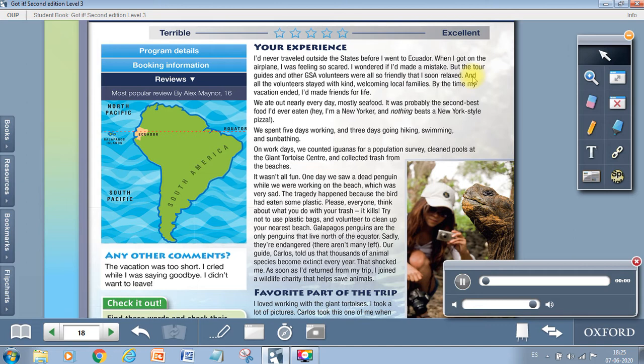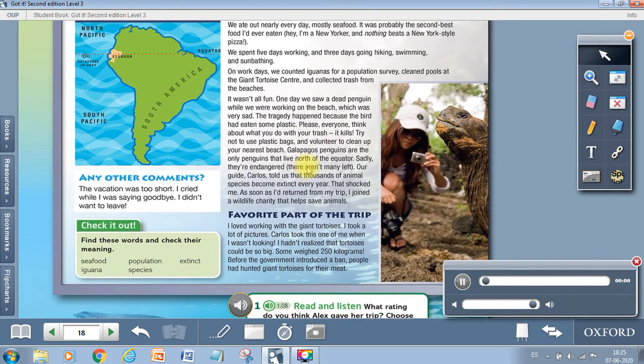We spent 5 days working and 3 days going hiking, swimming, and sunbathing. On work days, we counted iguanas for a population survey, cleaned pools at the giant tortoise center, and collected trash from the beaches. It wasn't all fun. One day we saw a dead penguin while we were working on the beach, which was very sad. The tragedy happened because the bird had eaten some plastic. Please, everyone, think about what you do with your trash. It kills. Try not to use plastic bags and volunteer to clean up your nearest beach.